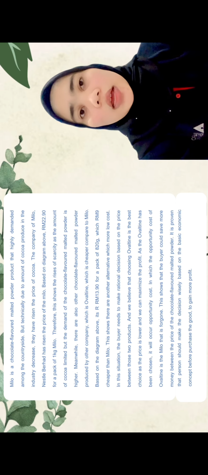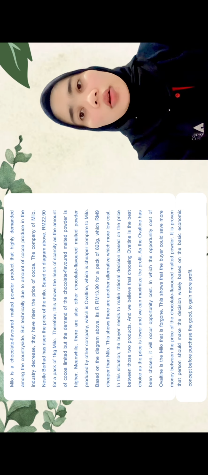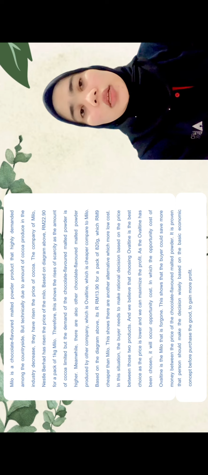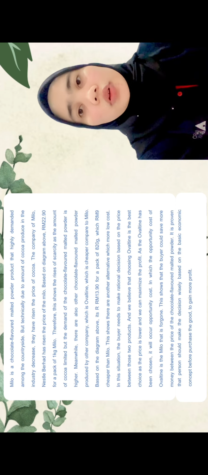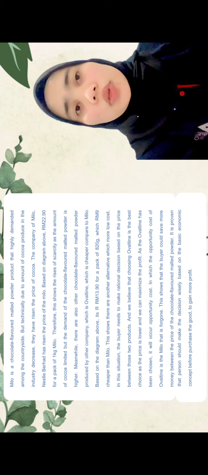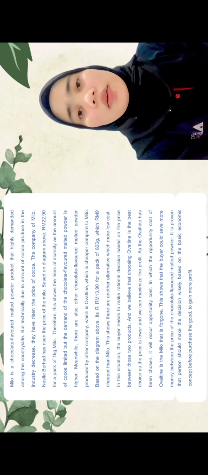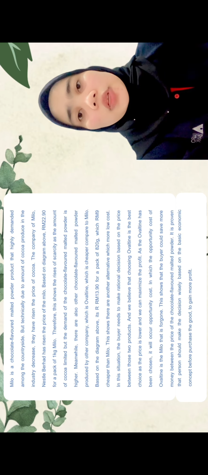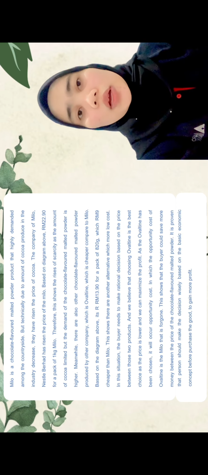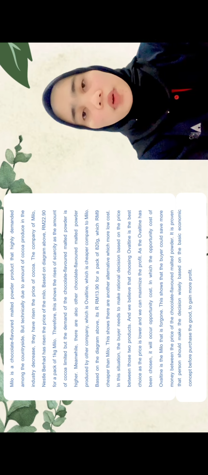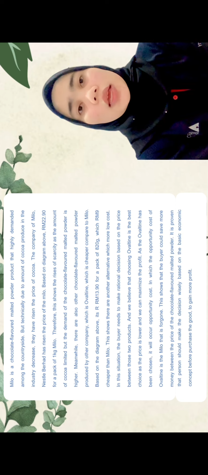As Ovaltine has been chosen, there will be an opportunity cost, in which the opportunity cost of Ovaltine is the Milo that is foregone. This shows the buyer could save more money from the price of the chocolate flavor milk powder. It is proven that a person should make decisions wisely based on the basic economic concepts before purchasing goods to gain more profit.